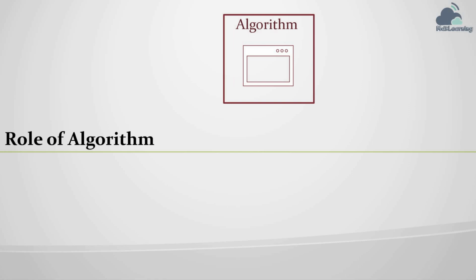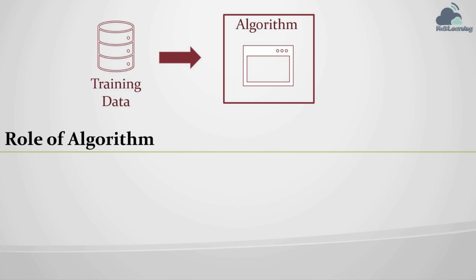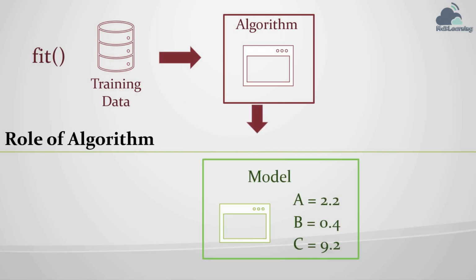For our prediction problem, we will use training data containing examples of the results we are trying to predict and the feature values we are using to predict that result. When the training function, often named fit in scikit-learn, is called, the algorithm executes its logic and processes the training data. Using the algorithm's logic, the data is analyzed.